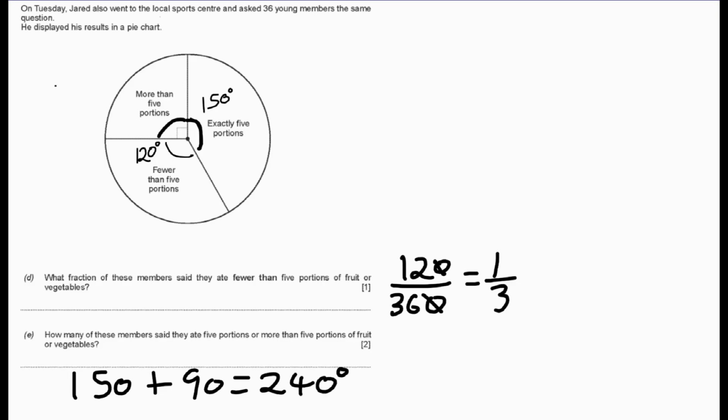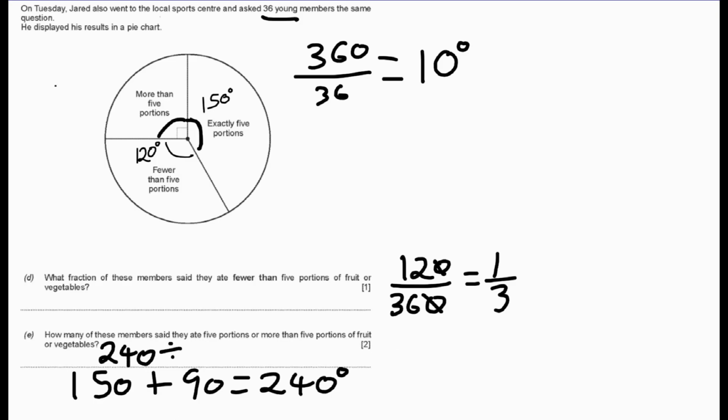Now we want to essentially work out the multiplier. We want to work out how many people every degree is worth. To work out the multiplier, we do 360 divided by 36, which is going to be 10. So basically there's 10 degrees per person. So if we have 240 degrees, we just need to do 240 divided by 10 to work out how much this is worth in terms of people. So 240 divided by 10 is 24, so we can say 24 members said they ate 5 portions or more.